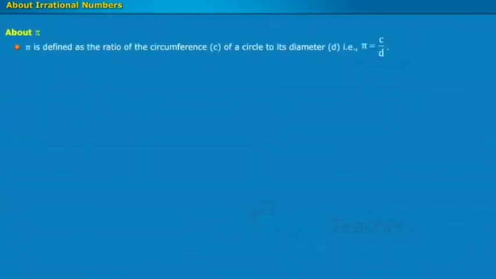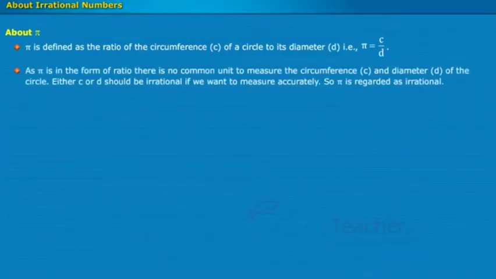About pi. Pi is defined as the ratio of the circumference c of a circle to its diameter d, that is pi equal to c by d. As pi is in the form of ratio, there is no common unit to measure the circumference c and diameter d of the circle. Either c or d should be irrational if we want to measure accurately. So pi is regarded as irrational.